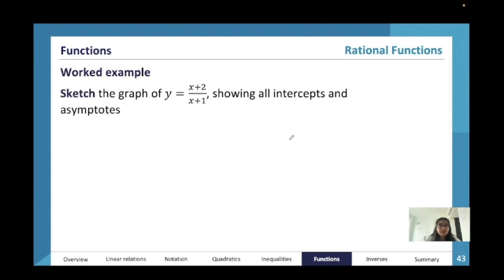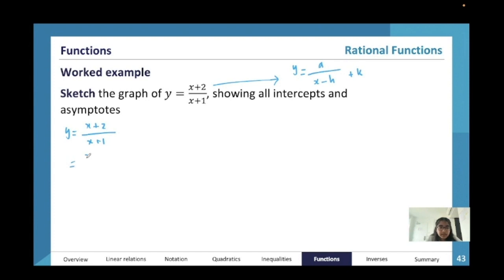Another worked example. So this one's a little bit more tricky because it's not in this form. So it's not in the form y equals a on x minus h plus k. So it's not in the form that we want, and that makes it really difficult for us to draw the graph. So to make this look like this, we just use our logic. So we've got y equals x plus 2 on x plus 1.